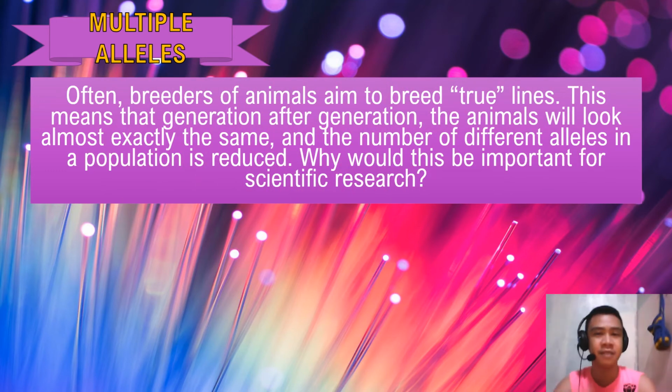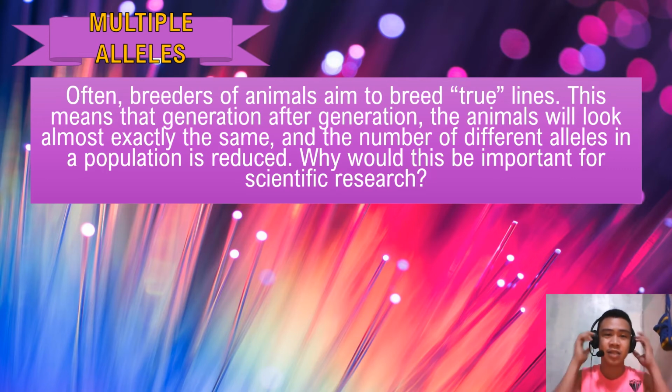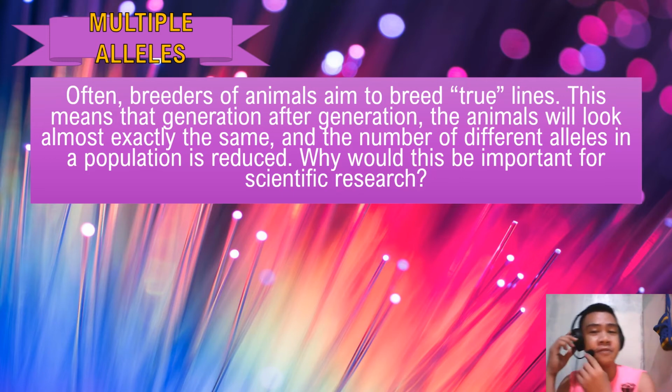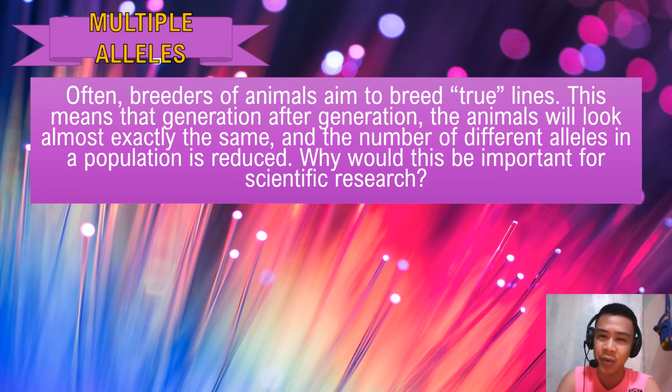Often, breeders of animals aim to breed through lines. This means that generation after generation, the animals will look almost exactly the same, and the number of different alleles in a population is reduced. Why would this be important for scientific research?